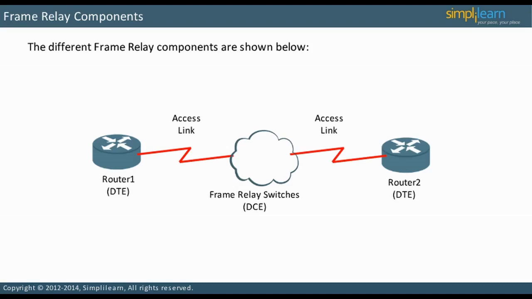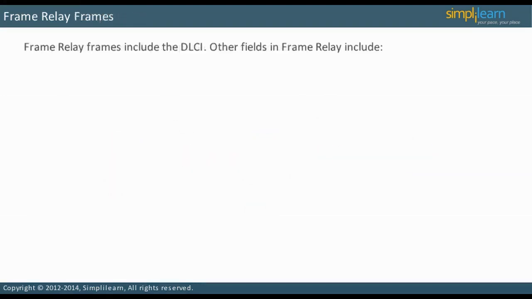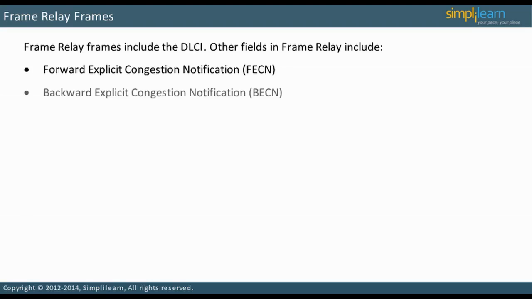Let us now learn about the frame relay frames. Frame relay frames include the DLCI. Other fields in the frame specifically help to measure and prevent congestion in the connection. The first of these is the Forward Explicit Congestion Notification, FECN. A frame relay switch notifies the DTEs that there is congestion by setting the FECN bit on every frame that the switch places on the link.